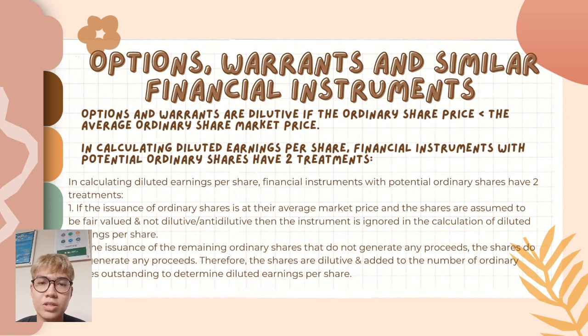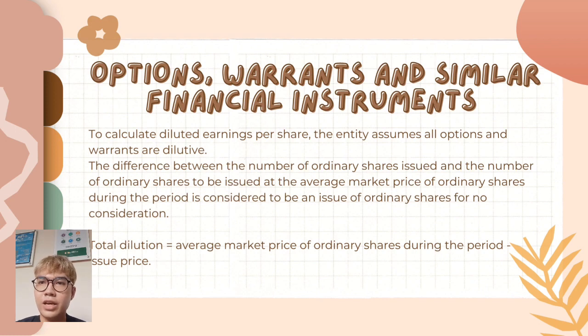The second is if the issuance of the remaining ordinary shares does not generate any proceeds. Therefore, the shares are dilutive and added to the number of ordinary shares outstanding to determine the diluted earnings per share. So to calculate diluted earnings per share, the entity assumes all options and warrants are dilutive. The difference between the number of ordinary shares issued and the number of ordinary shares to be issued at the average market price of ordinary shares during the period is considered to be an issue of ordinary shares for no consideration. So the total dilution is the average market price of ordinary shares during the period minus the issued price.